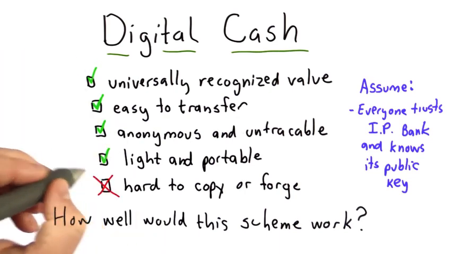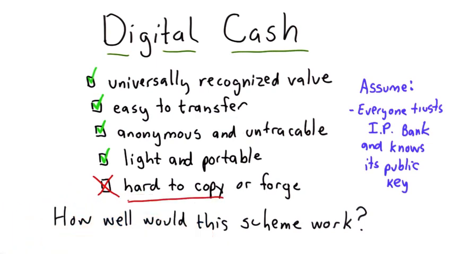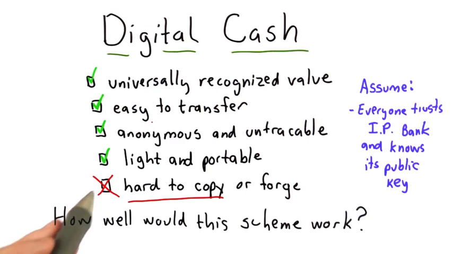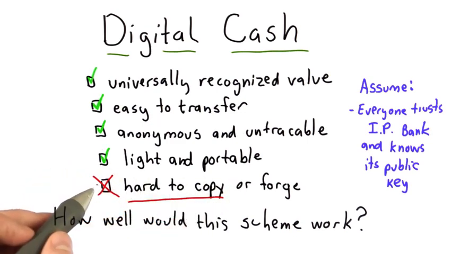We got a big problem, though. It's not hard to copy. It's in fact trivial to copy. We can send the same bits multiple times, and no one knows which ones are valid, which ones are copies. So this doesn't work.